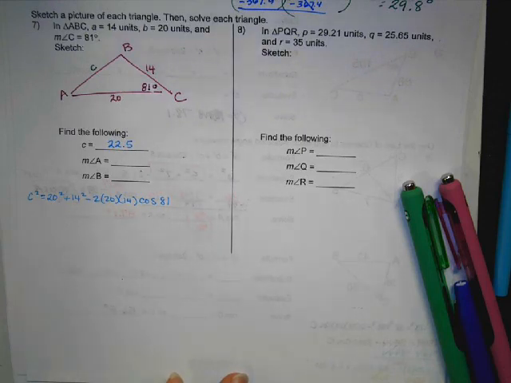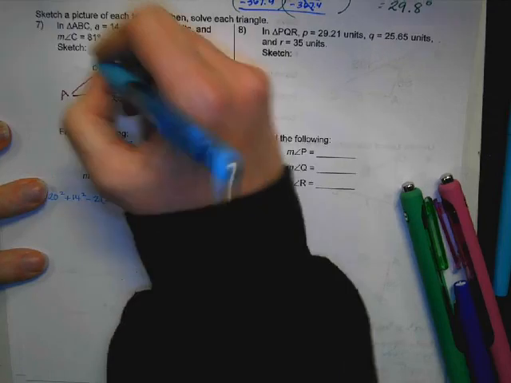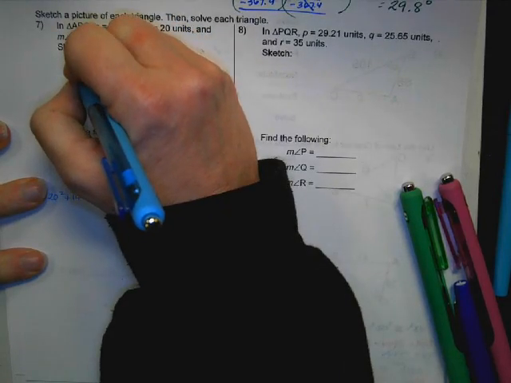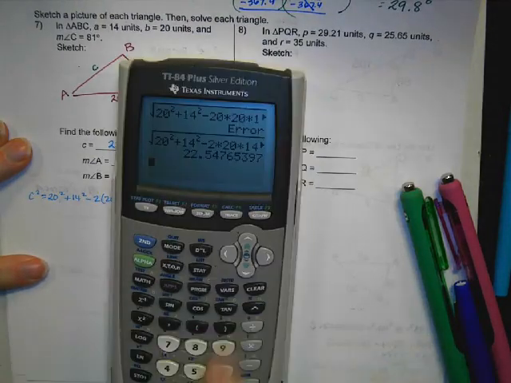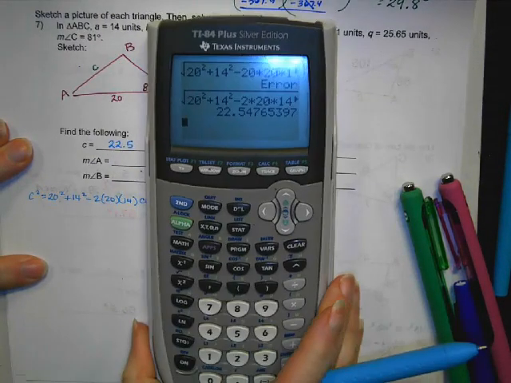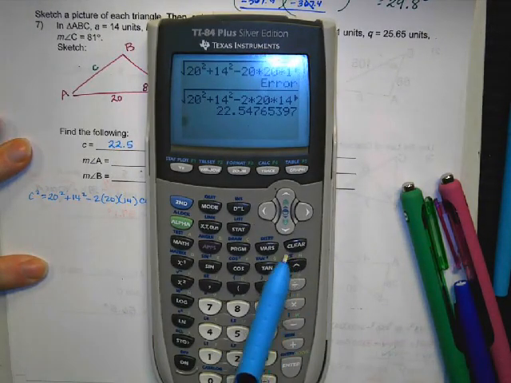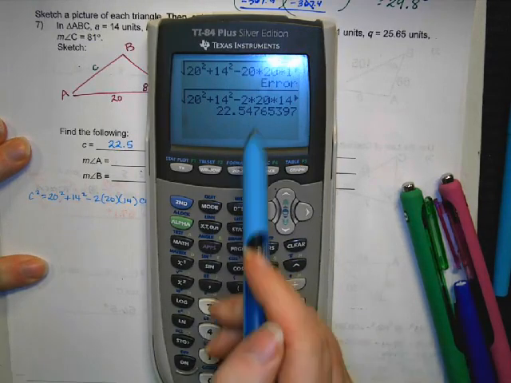Use sine. Now I know the side opposite of angle 21. We rounded, so don't erase this in your calculator. I have the whole thing, 22.547, and so on.